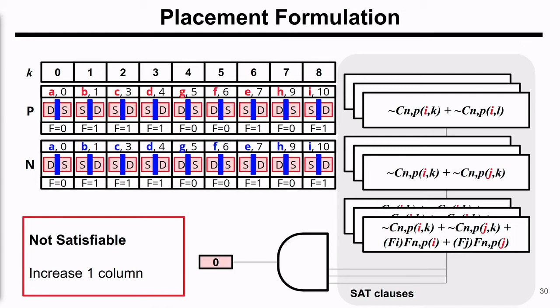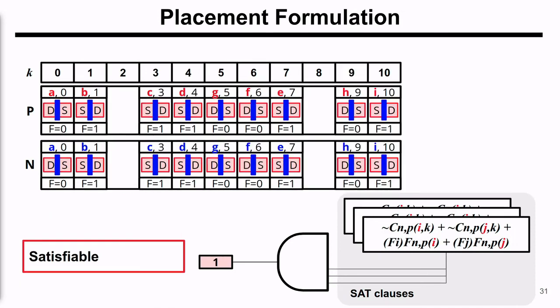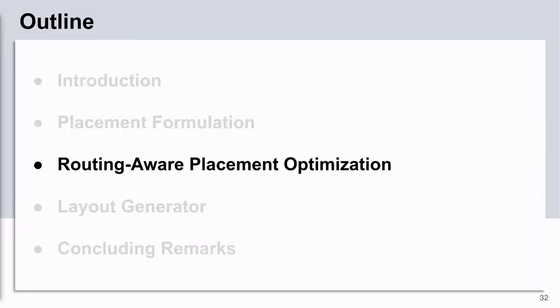When we define the previous positioning clauses, we evaluate satisfiability. If the current clauses are not satisfiable, we increase the number of columns until it's satisfiable. With this procedure, we guarantee the minimum number of columns necessary to realize the circuit. Until now, we have the positioning of transistors.